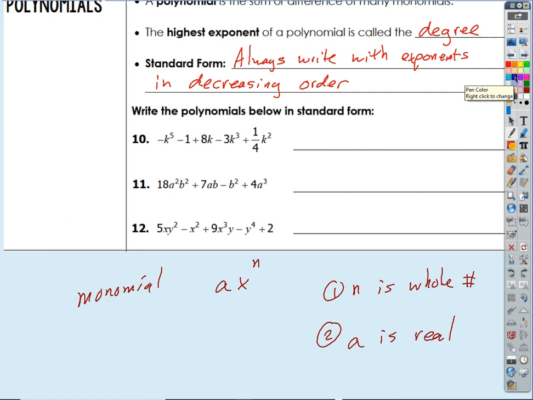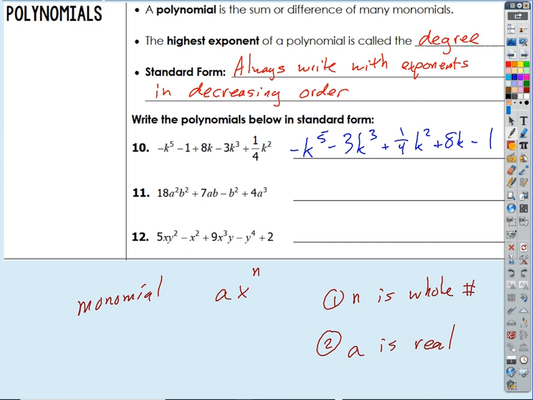Okay, negative k to the fifth. Okay, and then we have cubed, good, plus okay, so what's the power of k here? 5, there it's 3, there it's 2. What's the power of k there? 1. What's the power of k there? 0. Yeah, there's an invisible k to the 0, isn't there? Right. Okay, so that's in standard form.